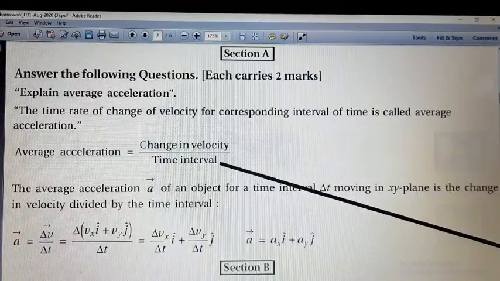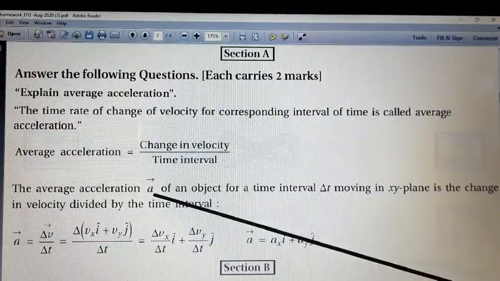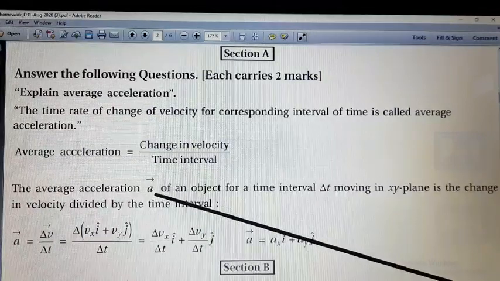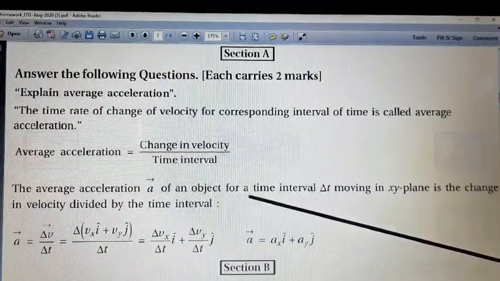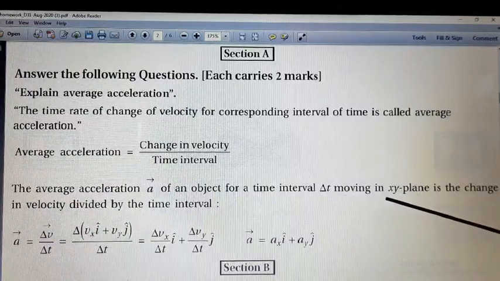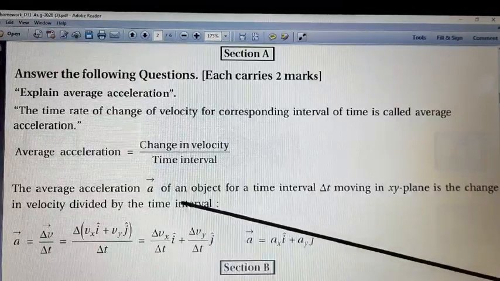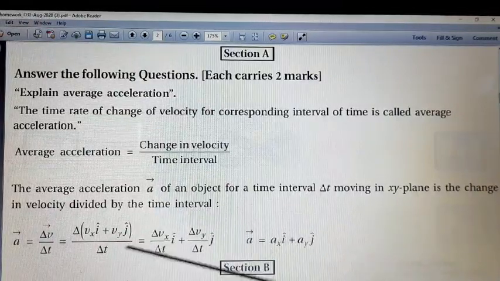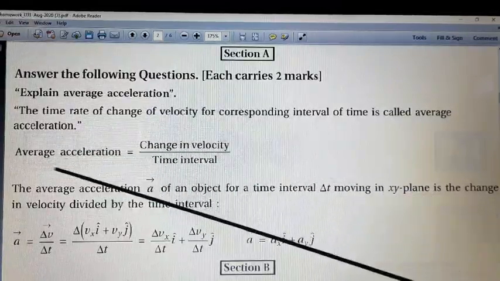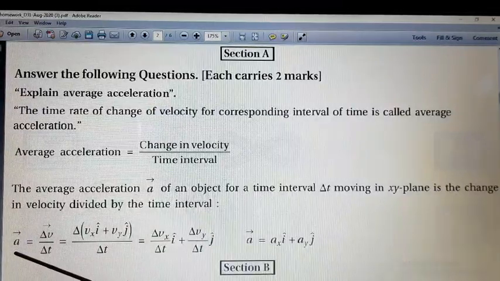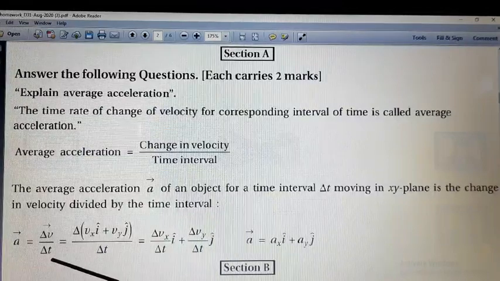Average acceleration is denoted by vector a. The average acceleration vector a of the object for time interval delta t, moving in the xy plane, is the change in velocity divided by the time interval. According to this equation, we can write vector a is equal to delta v upon delta t.